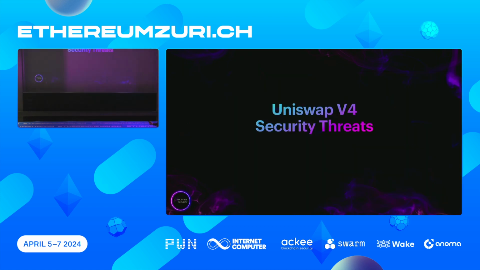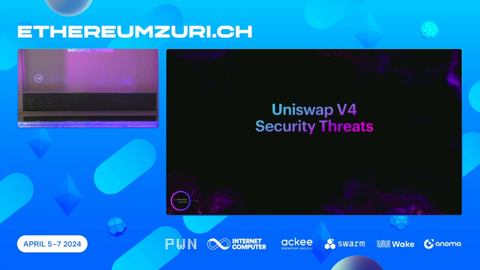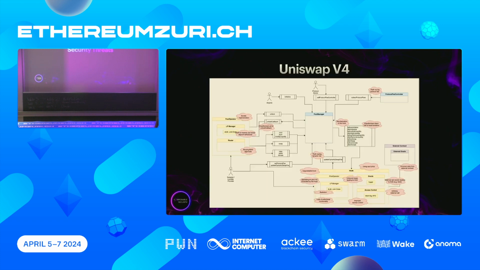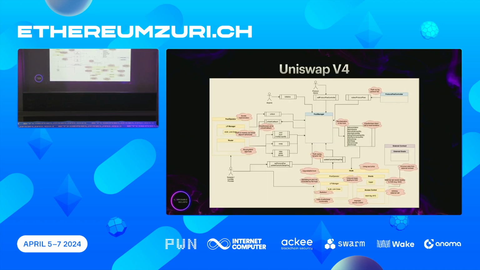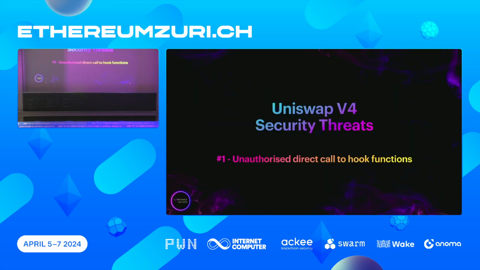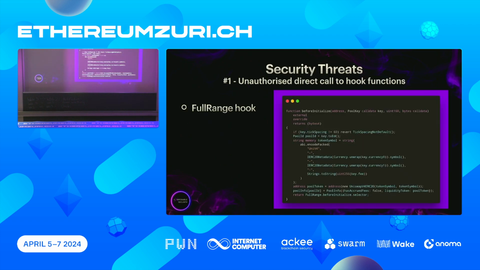So now let's move to the security threats, the main thing of this presentation. We have identified some security threats for this architecture. However, due to the time limit, I'm going to focus on a few of them. The first one would be protecting the hook functions. Here's an example of a hook. It's a full range hook created by Uniswap Labs, if I remember correctly.